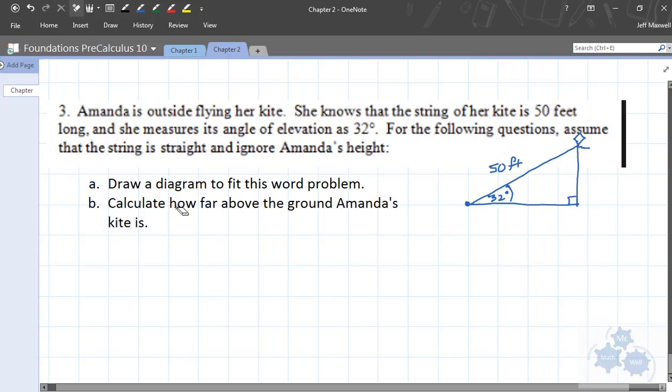All right, so B says, calculate how far above the ground Amanda's kite is. Now, we're ignoring Amanda's height, so really what I'm after here, and we'll factor in Amanda's height in a minute, is this length right here, from here to here. That's what I'm looking for. So why don't you take a minute, solve what that height is right there. Solve for x. Go ahead. And I'll show you my answer in a second.